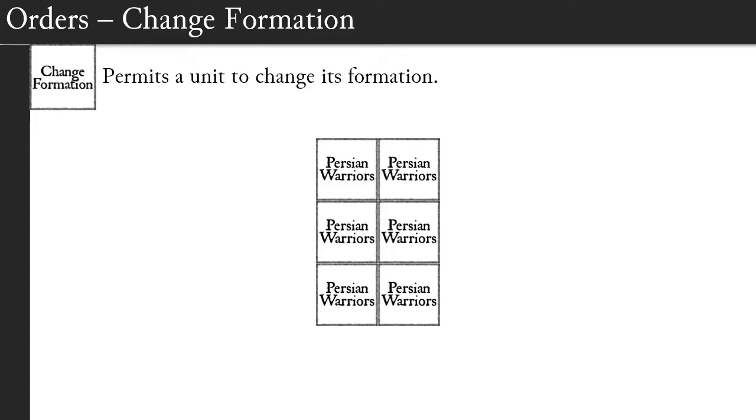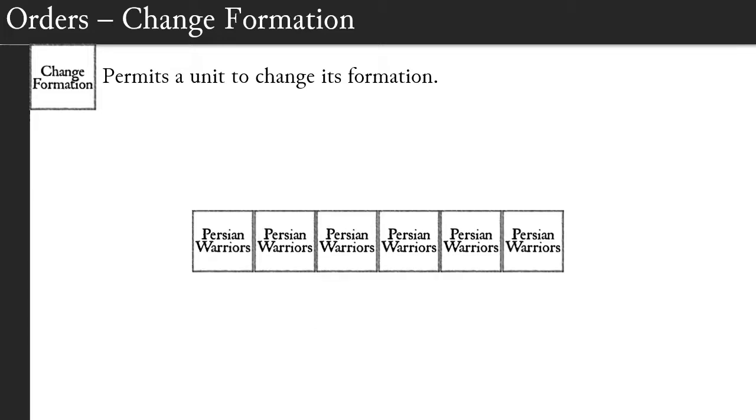The first order we're going to review is the change formation order. This is the order that you would use if you want a unit to change its formation. So for example, if we have a unit that's in a column formation and we want it to adopt a line formation, then this is the order it would be given.